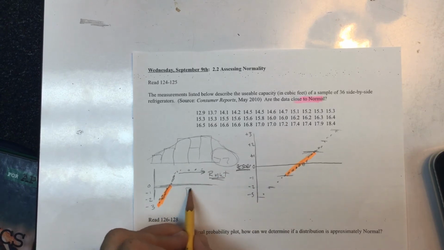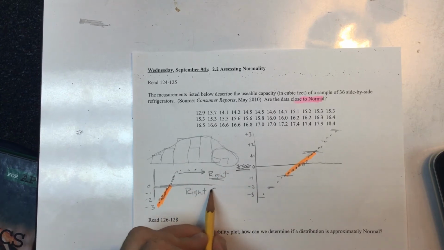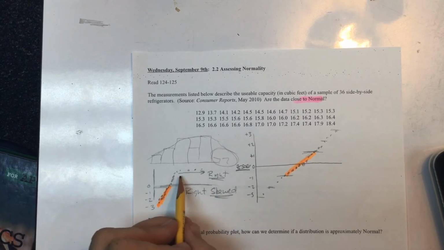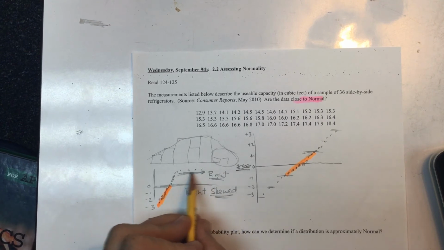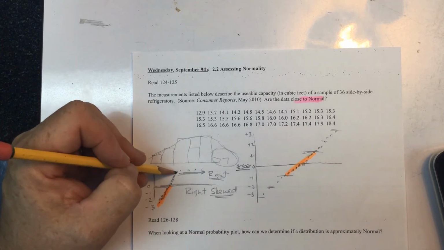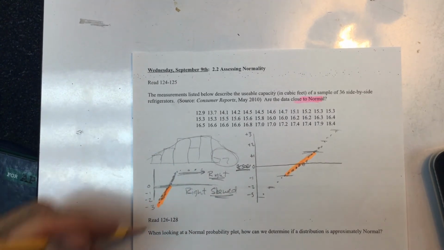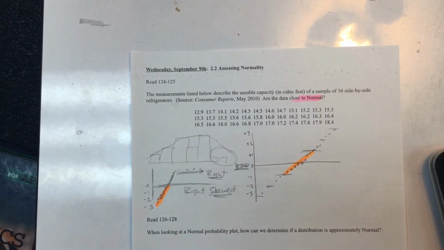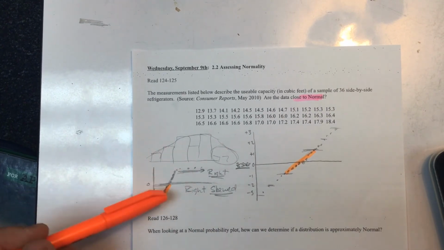So this would be right skewed, because I have data that is to the right of my linear pattern, and most of my data is down here on the left for the z-score. So this would be skewed right. So this one would not be normal.